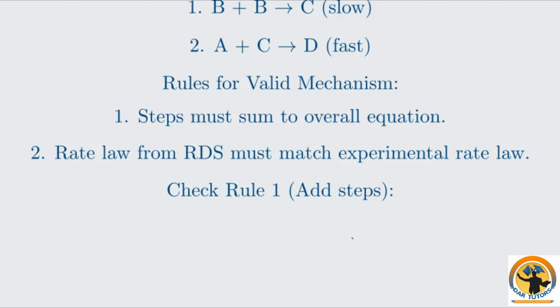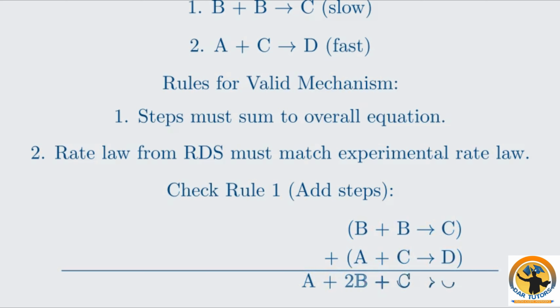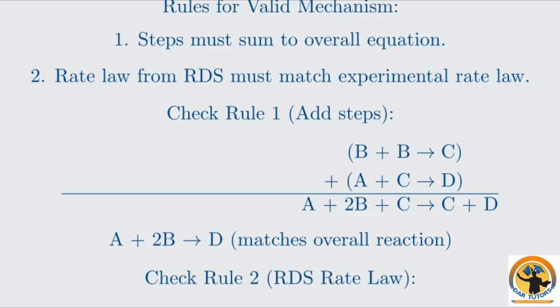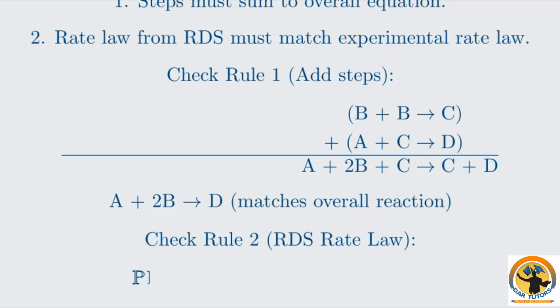Let's check the first rule. Adding the 2 steps, we get B plus A plus C yielding C plus D. Notice that C appears on both sides, so it cancels out. This leaves us with A plus 2B yields D, which matches the overall equation. So the first rule holds. Now for the second rule. The slow step is the rate-determining step. In this case, that is step 1.